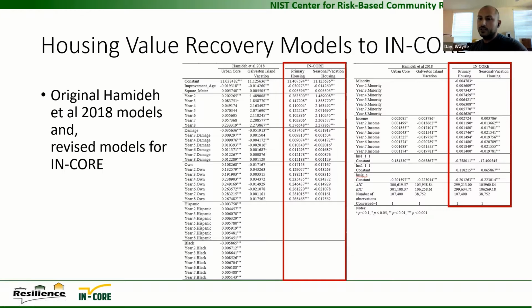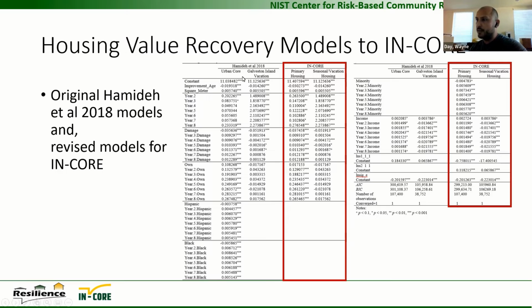So this slide just gives a comparison between the original published models that have the header of Hamadeh et al. 2018, and then the models with the header of INCORE. These are the ones that are ported over into INCORE. Long story short here is that there are some differences between the original models and the paper, which we discussed on the previous slide, the changes to the race categories.